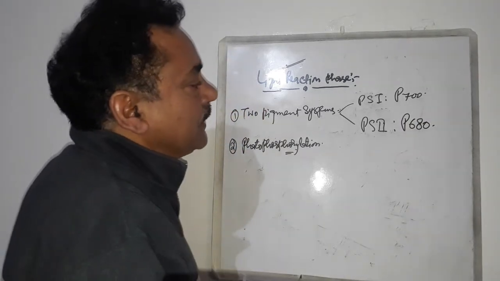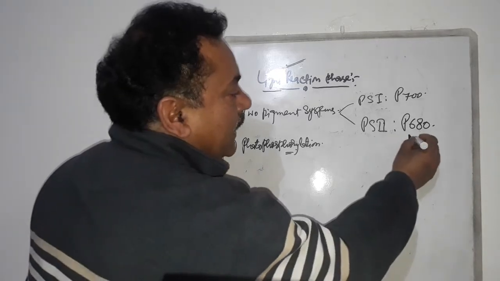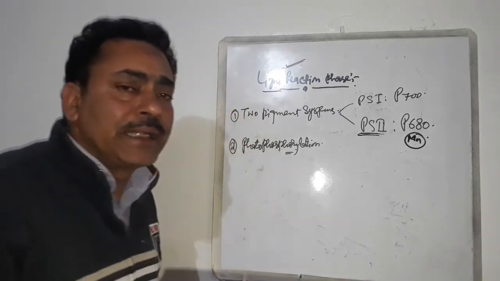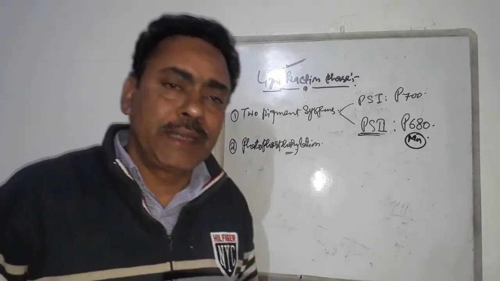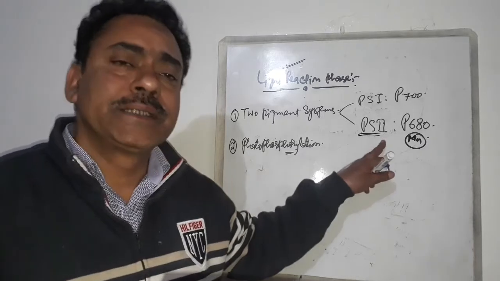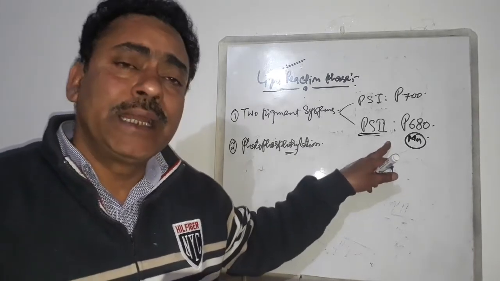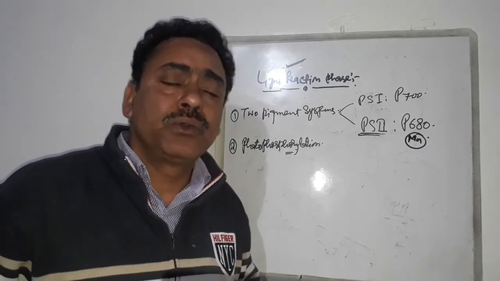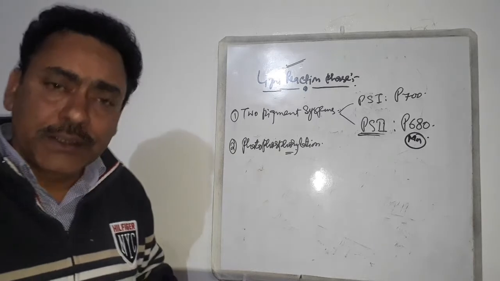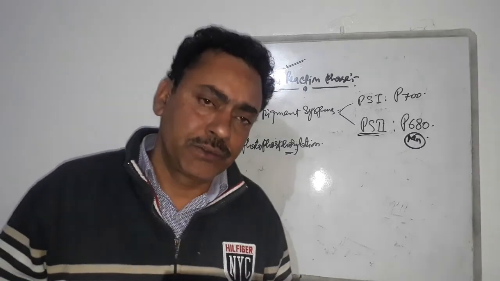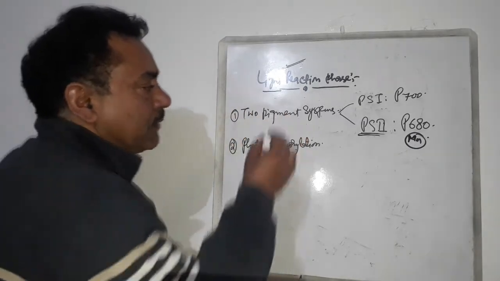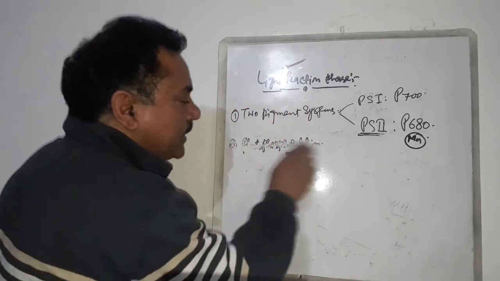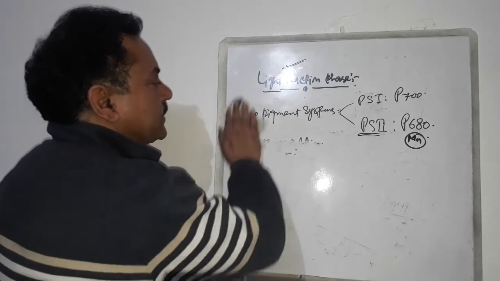You have to recall that there occurs a manganese protein also associated with pigment system second that makes the oxygen evolving complex in the pigment system second. And the job of that oxygen evolving complex is to cause photolysis of water and to liberate the oxygen, the protons and the electrons. So this is about the pigment systems, and they will participate in the process of this light reaction.